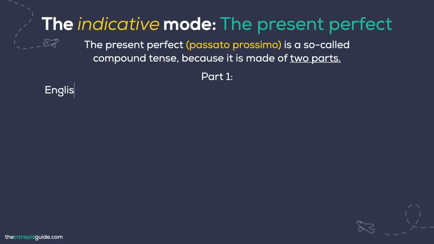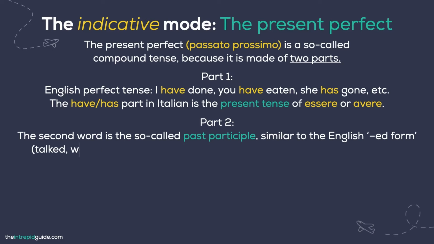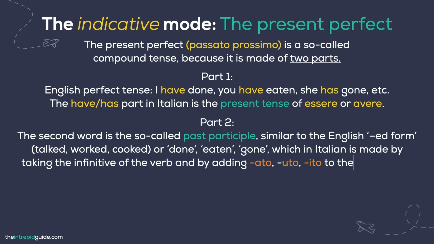To understand this better, think of the English perfect tense like I have done, you have eaten, she has gone. The have-has part in Italian is the present tense of essere and avere. The second word is the so-called past participle, similar to the English -ed form, as in talked, worked, cooked, and so on. But then we have irregular ones like done, eaten, and gone.